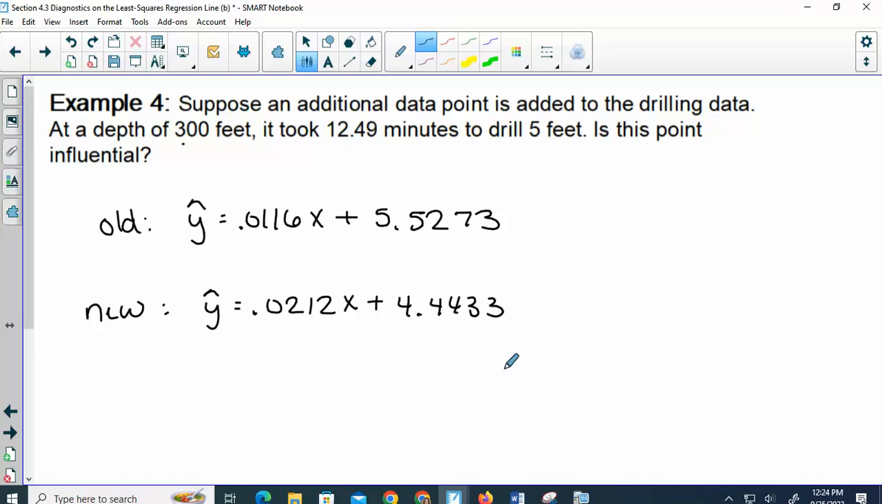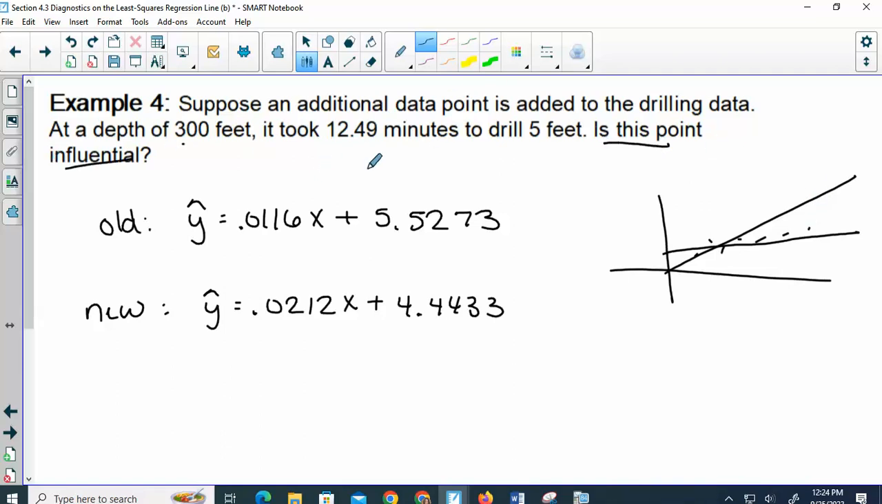The first one is like this and the second one goes like this. Is that a big difference? It kind of depends on what we consider a big difference or not. There is definitely something, isn't there? So what we would probably say is, is this point influential? I would say yes. It did change my line. It pulled my line up quite a bit.